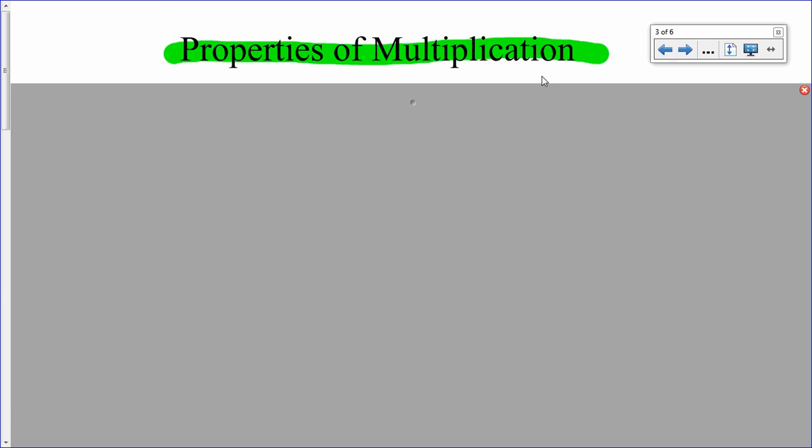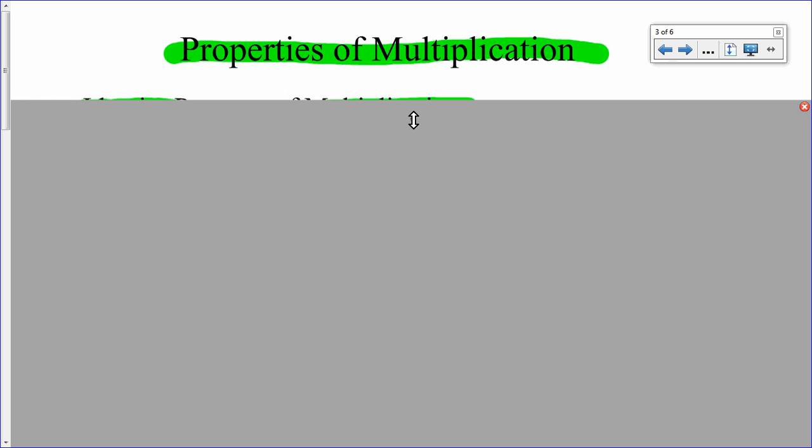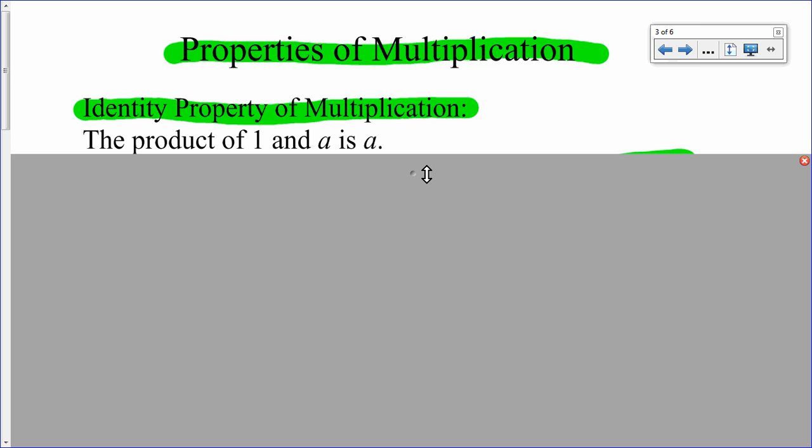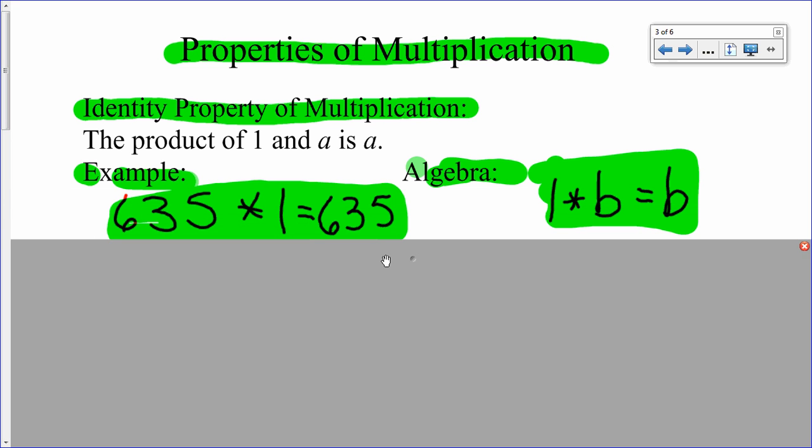We have very similar properties for multiplication, plus a few more. The identity property of multiplication states that the product of 1 and A is A. So any number, 635 times 1, is going to be equal to 635. Algebraically, 1 times B is going to be equal to B.